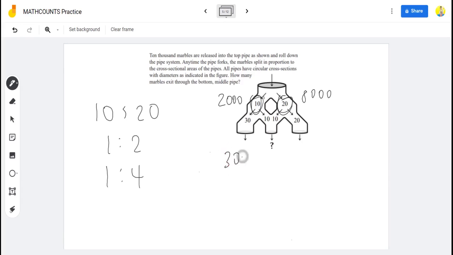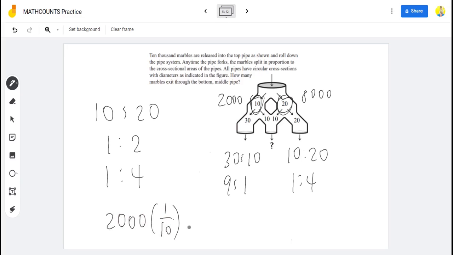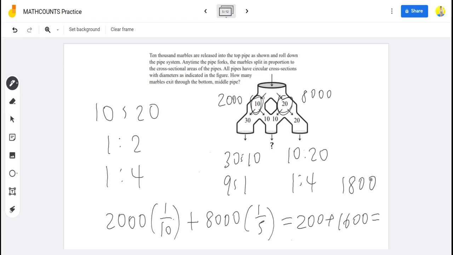And a ratio of 30 to 10 in diameter is the same as a ratio of 9 to 1 in cross-sectional area. And a ratio of 10 to 20 in diameter is the same as a ratio of 1 to 4 in cross-sectional area. So that means that 1/10 of 2,000 marbles roll down the middle pipe, and 1/5 of 8,000 marbles roll down the middle pipe. And this is equal to 200 plus 1,600, which equals 1,800.